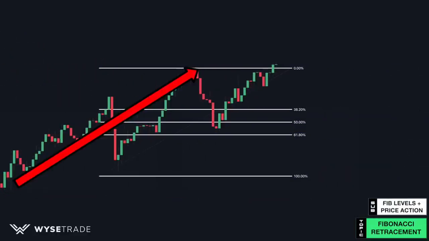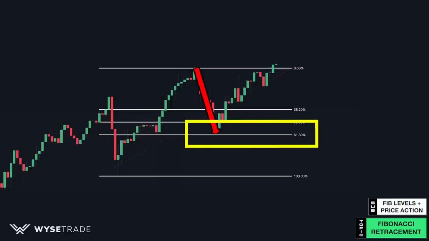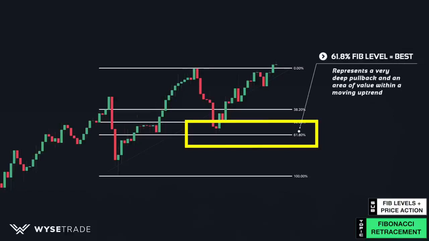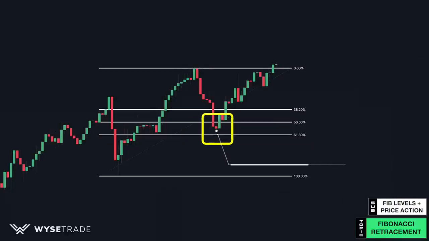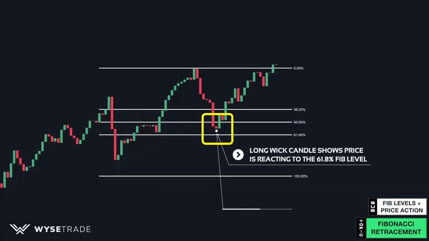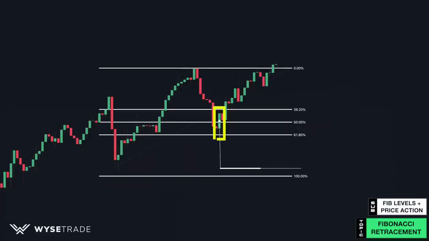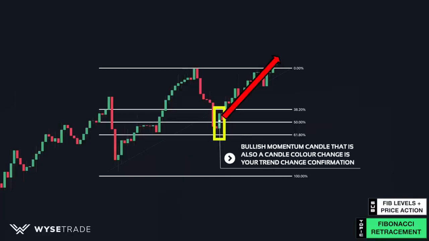You have your uptrend through the higher highs and higher lows. Price pulls back to the 61.8% Fibonacci level, which represents a very deep pullback in an area of value within a moving uptrend. You had long wick candles form right at the Fib level, showing that price is indeed reacting to the Fib level. You then wait for a trend change confirmation before taking long trades, which you had through the bullish momentum candle that is also a candle color change.